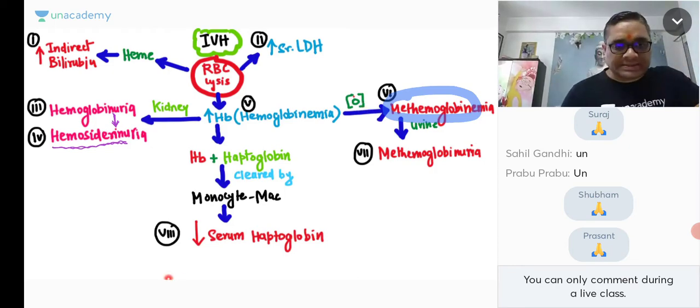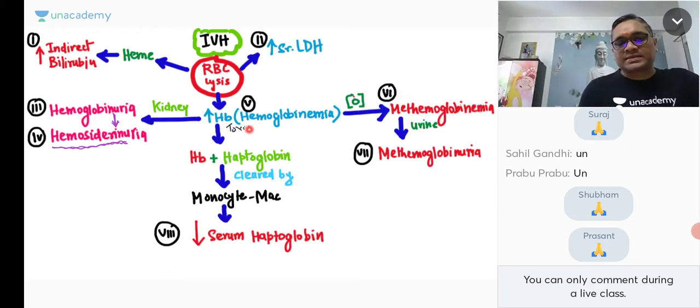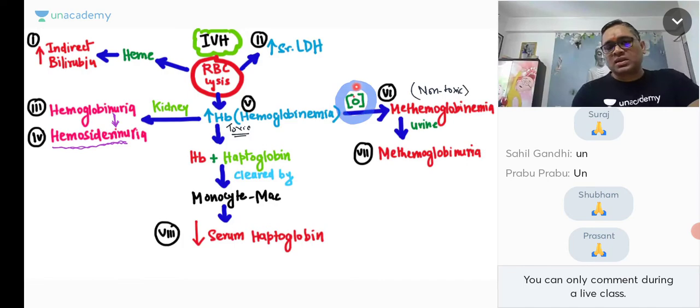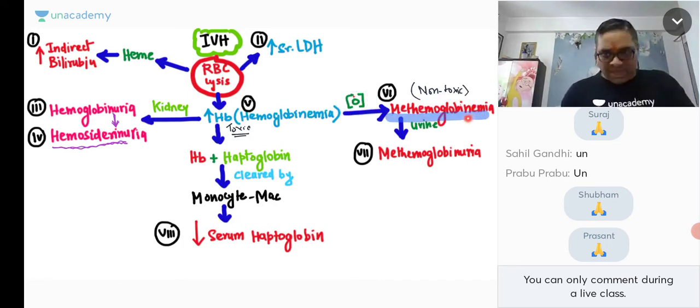Methemoglobin is the non-toxic form. So here I just write: hemoglobin is toxic, and methemoglobin is the non-toxic form. Now you can see that a non-toxic form has been created by our blood by doing the oxidation. By oxidation, non-toxic methemoglobin has been formed. So that is called methemoglobinemia, right? Because it is in excess amount.